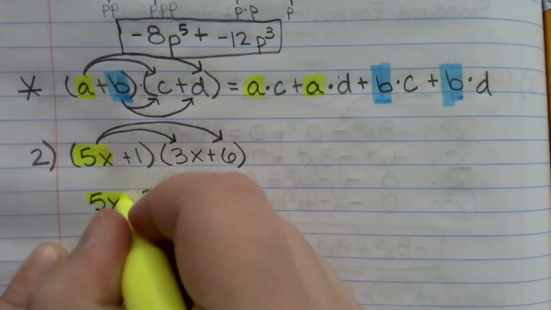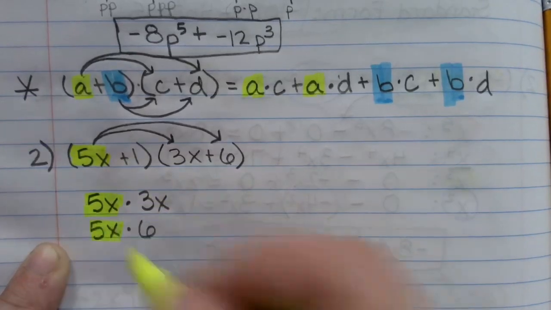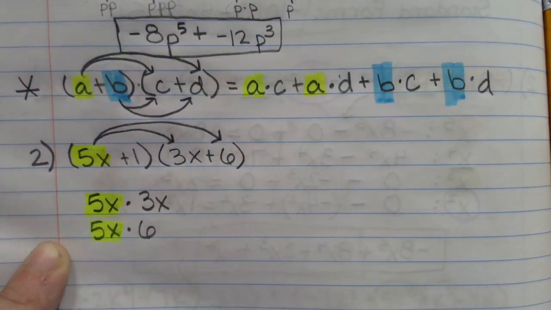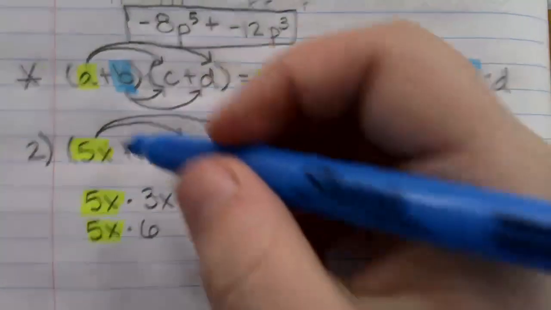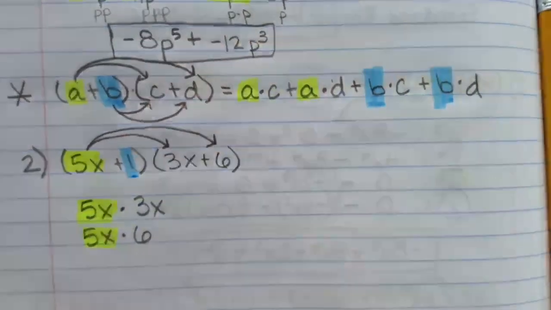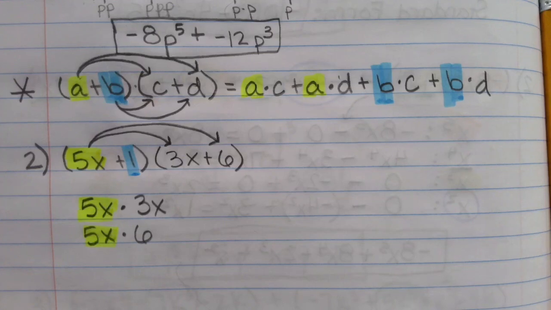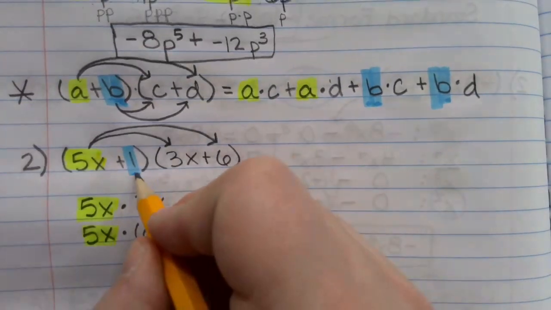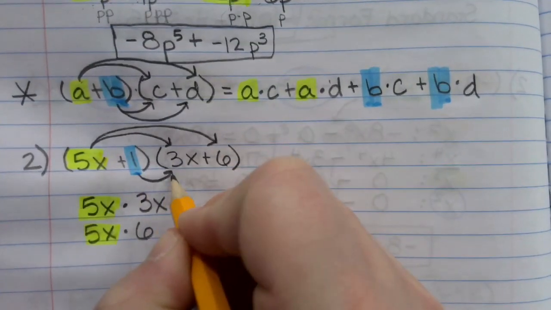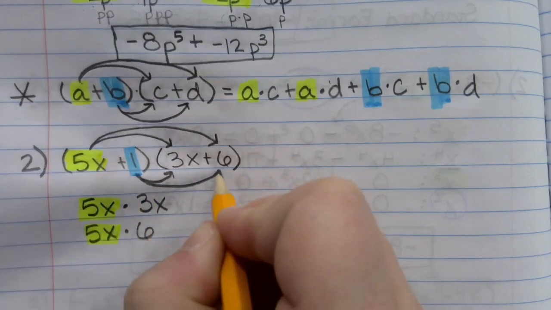But we weren't just distributing the 5x, we were doing 5x and 1. So now I also have to distribute this 1 out. So now I'm going to take that 1 and I'm going to go pew, pew.